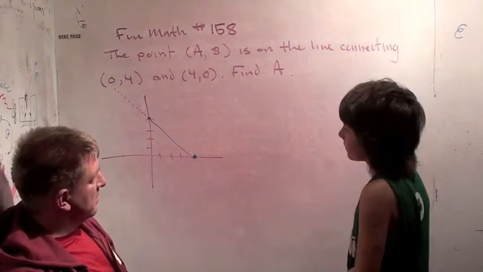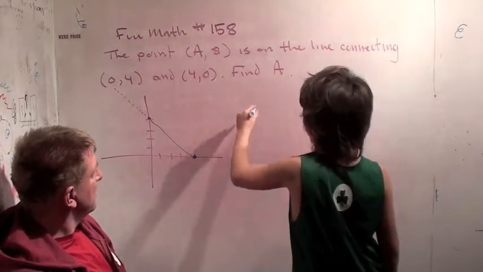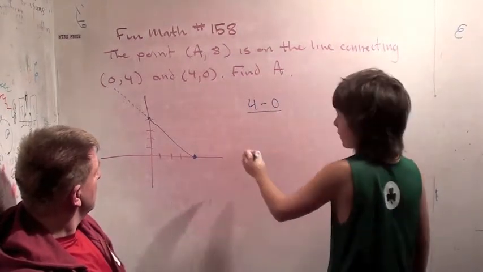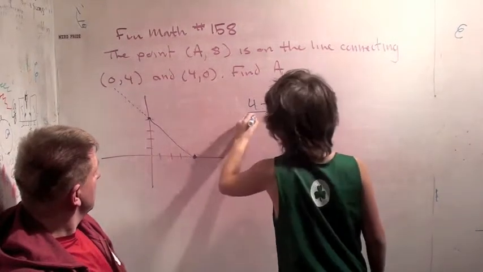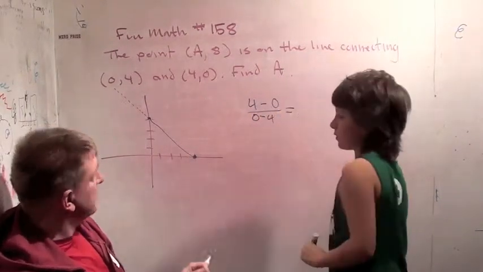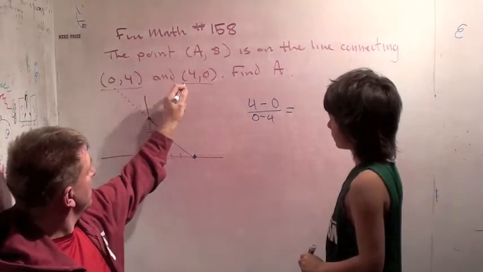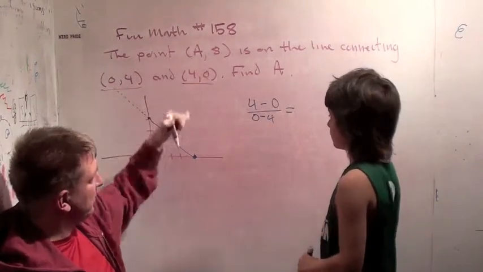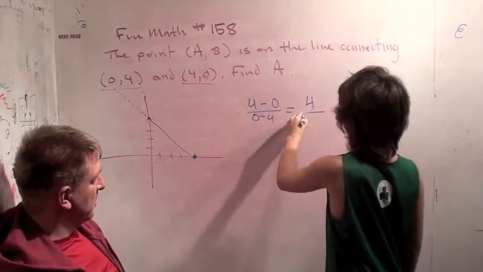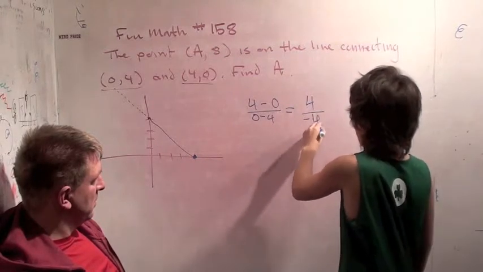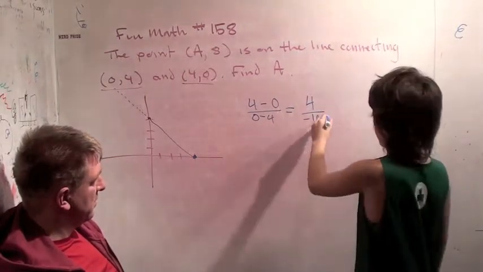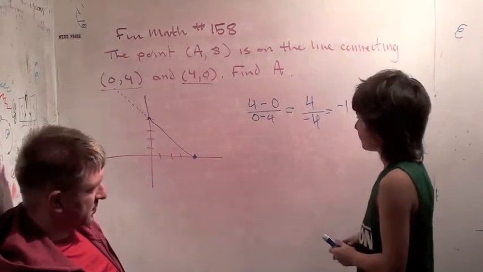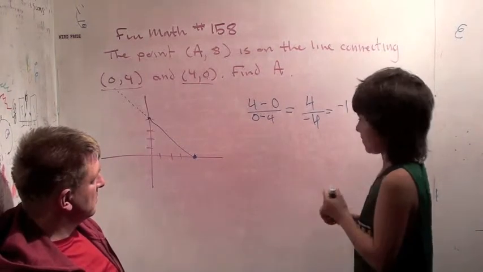So let's find the slope. Okay, find the slope. So we have 4 minus 0 over 0 minus 4. Okay, so we compute the change in y over the change in x. The change in y is 4 minus 0, and the change in x is 0 minus 4. Okay, what does that equal? 4 over minus 4, or minus 1. Okay, so the slope of this line is minus 1. We thought it would be negative, and it is. Awesome. What's next? So we'll do the y equals mx plus b equation.